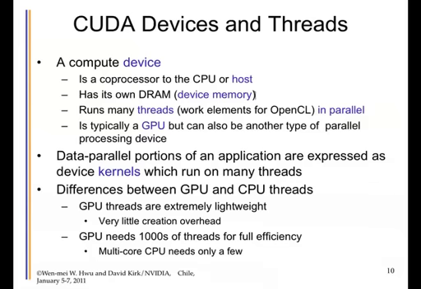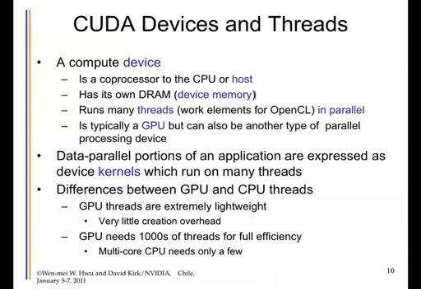Well, a couple quick things. We talk about a compute device. This is typically a coprocessor to the CPU, and it has its own DRAM, device memory, and runs many, many threads in parallel. They are called threads in CUDA and work elements in OpenCL. It's typically a GPU, but can also be another type of parallel processing device. IBM, for example, supports OpenCL for their Power CPUs now, so multi-core CPUs, and the device in that case will be a multi-core CPU.